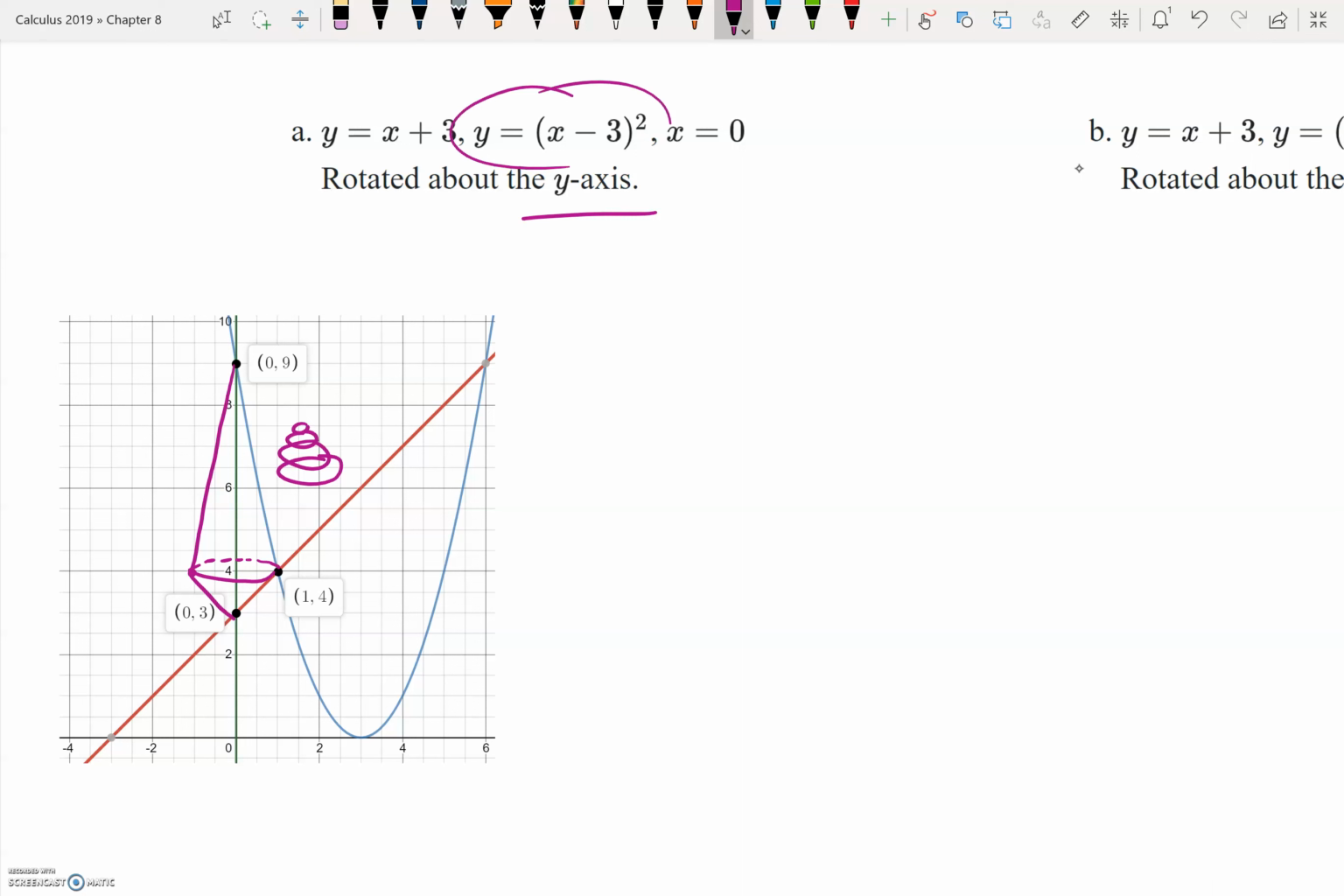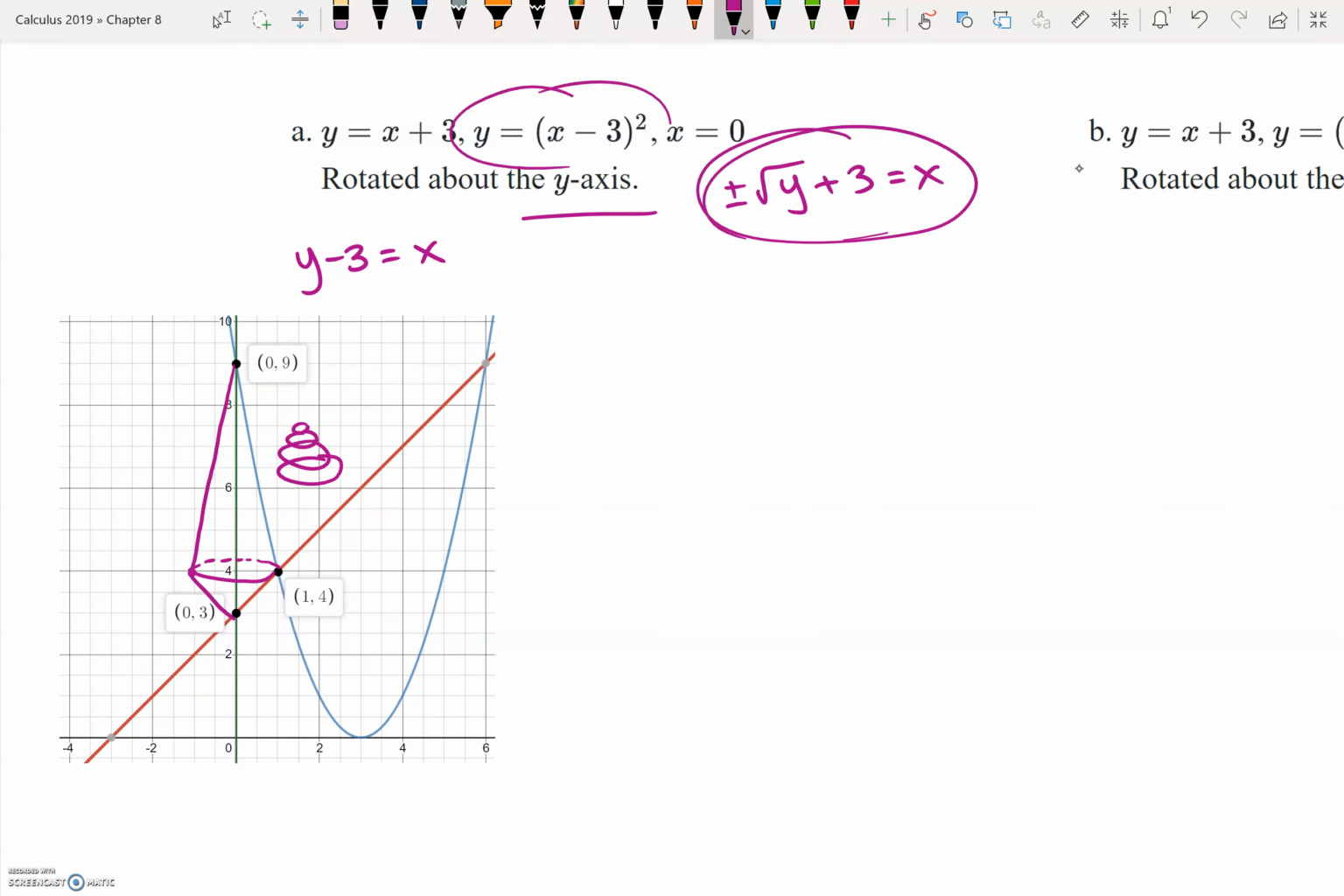If we were to rewrite this one, we're going to solve for x basically. We're going to take the square root of both sides. So we get plus or minus the square root of y. And then we're going to add 3, so plus 3, and that equals x. And then the other one is we can just subtract 3. So we get y minus 3 equals x.